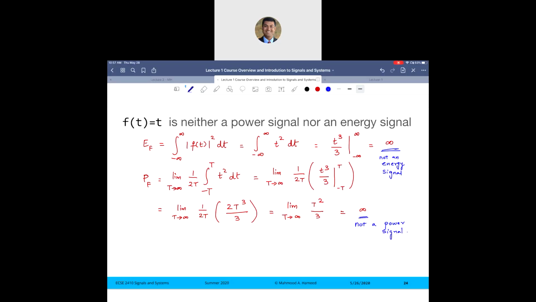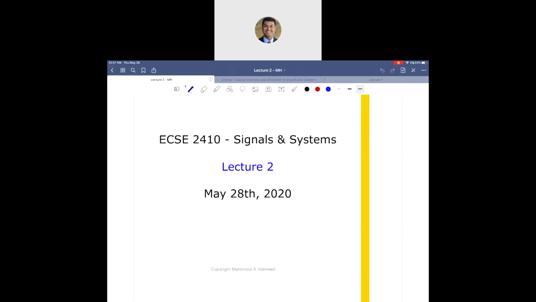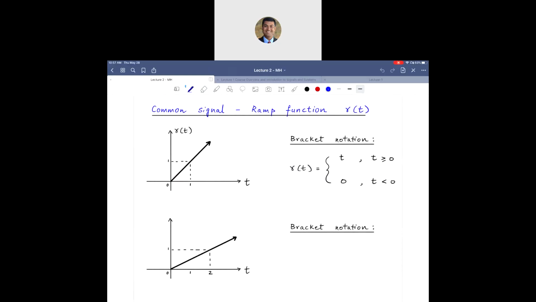So I hope that was helpful with how to go about finding out whether a signal is an energy signal or a power signal or neither. All right, let's move on quickly to our next lecture, which is going to be on common signals. So we looked at a few common signals earlier. We looked at a unit step, then we looked at a constant signal. We talked a little bit about a sinusoidal function.